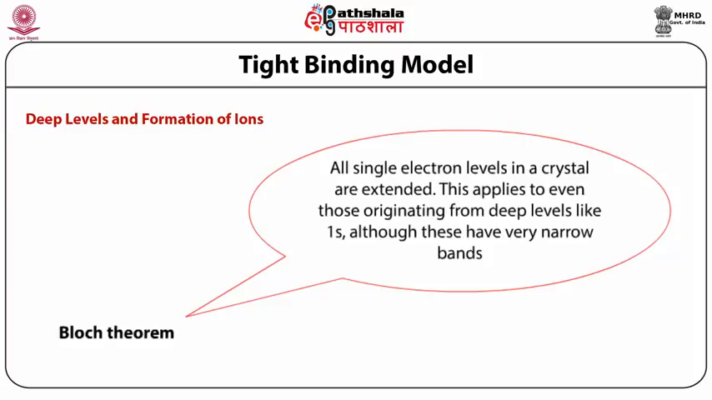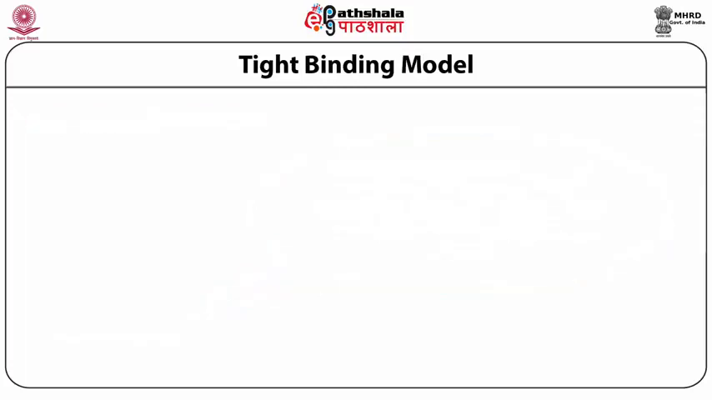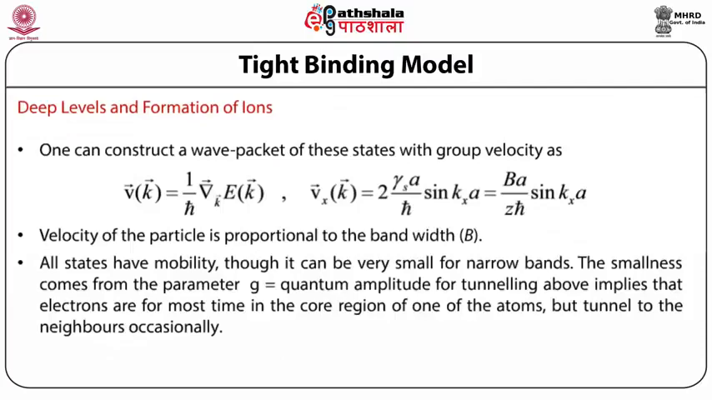Properties and role of narrow bands, that is deep levels and formation of ions. The Bloch theorem asserts that all single electron levels in a crystal are extended. This applies to even those originating from deep levels like 1s, although these have very narrow bands. One can construct a wave packet of these states and in a similar manner argue that the group velocity of the packet is Vk, which is equal to 1 by h cross del of k of E.